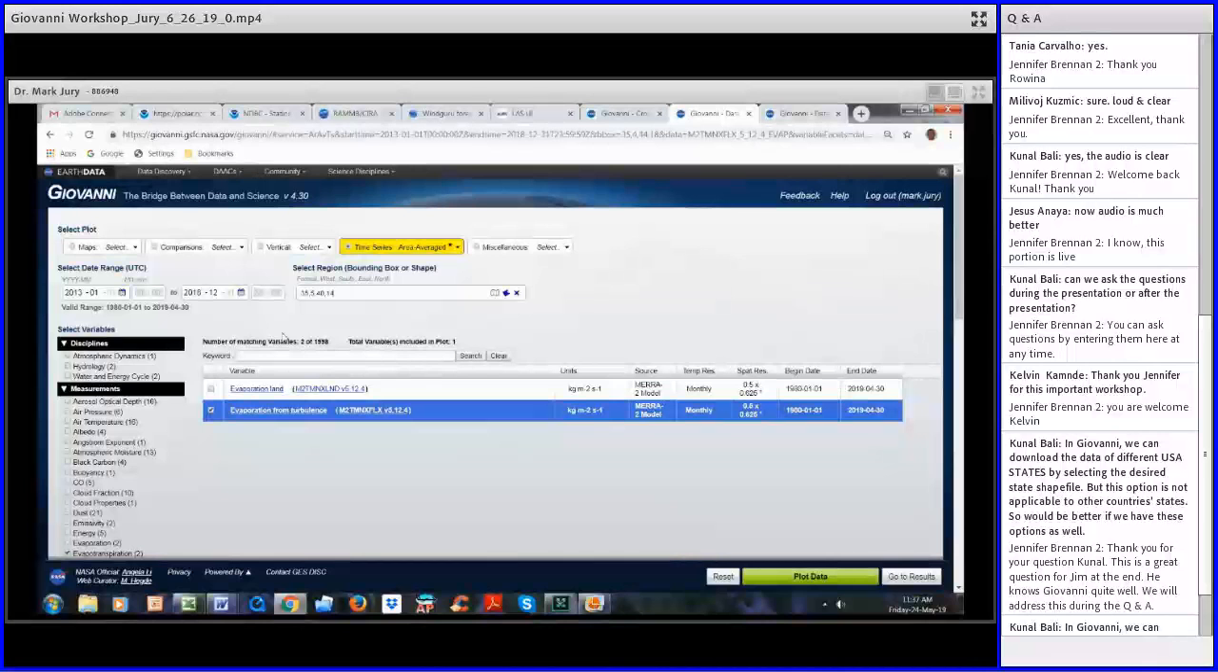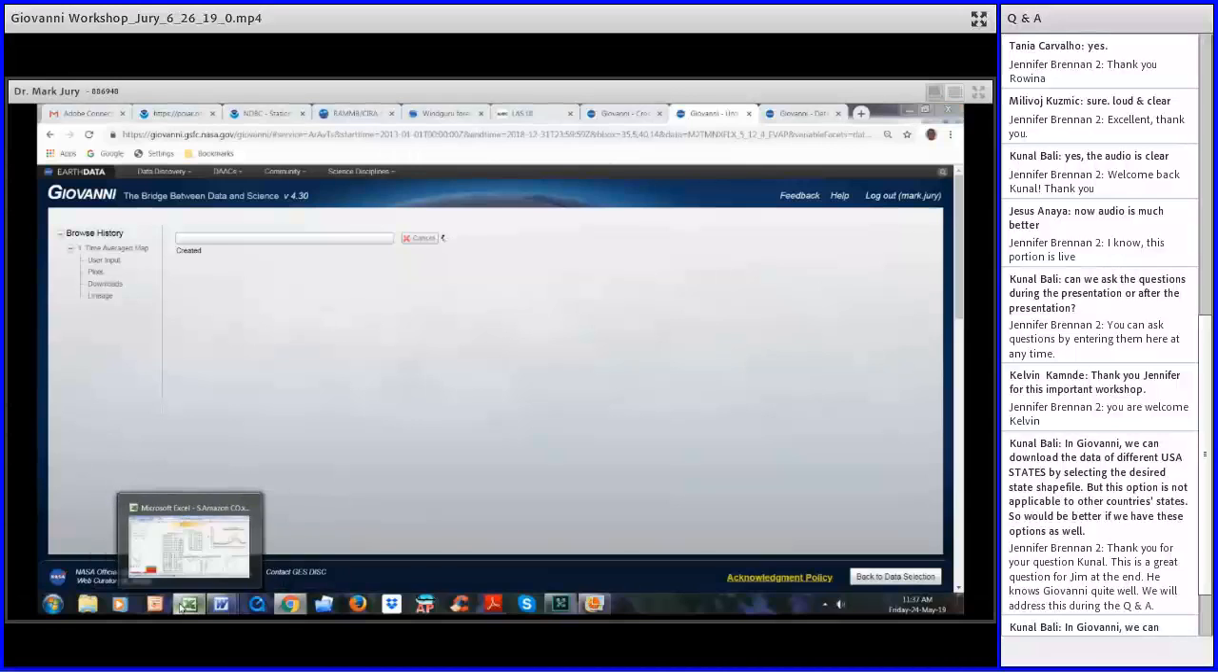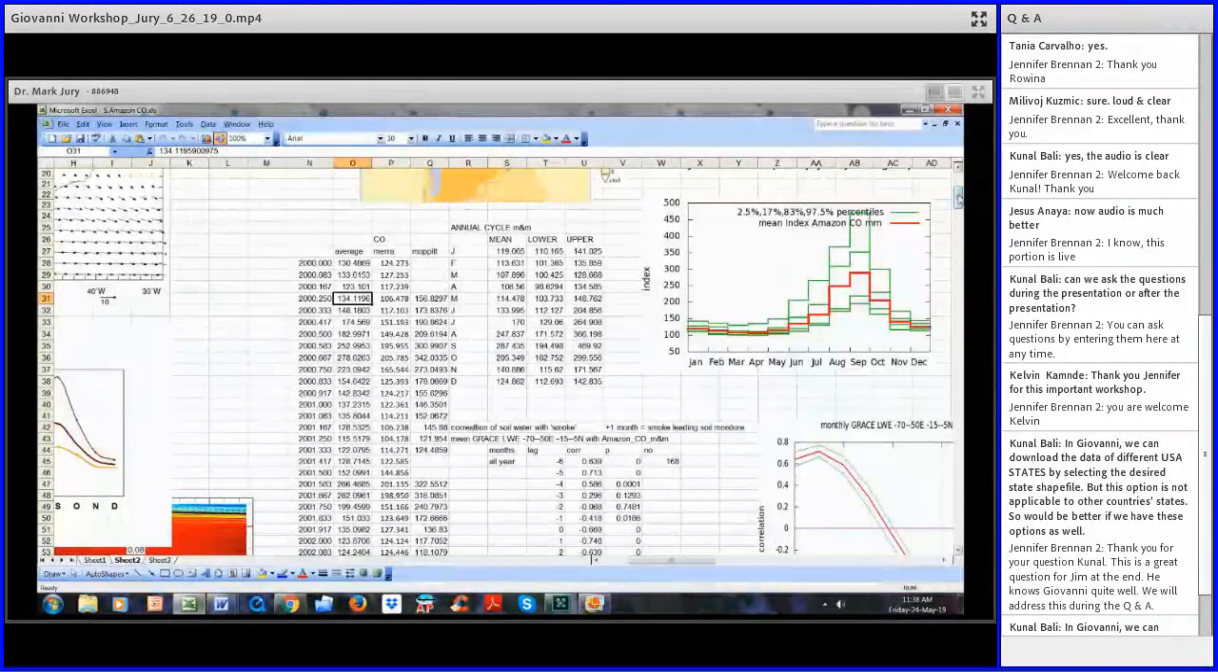Okay, so now we're asking for a time series with this 5 or 6 years here, and it's going to be averaged over that area, 5 to 14, so that would put the Nile River catchment, the Blue Nile River catchment right in the middle. So we'll plot that, and we should then see a time series. Let me go back to my spreadsheet and show you where we had gotten the information.